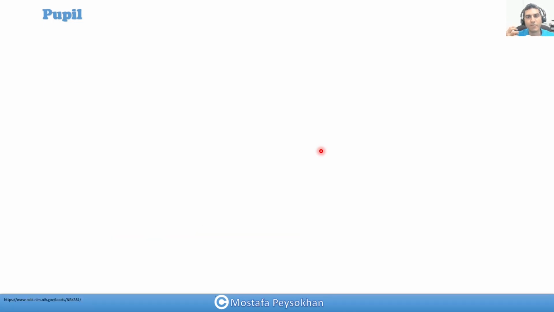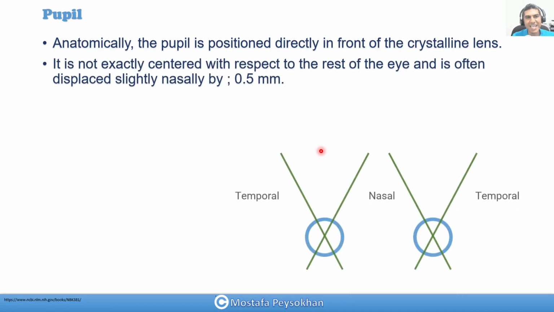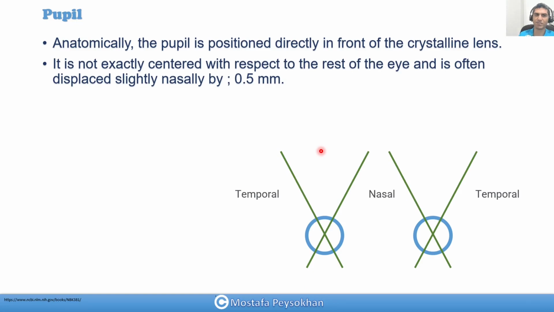Anatomically, the pupil is positioned directly in front of the crystalline lens. So we have the pupil, we have the crystalline lens, and I'm going to explain it after this slide. It is not exactly centered with respect to the eye. So what does it mean? First, I need to explain the coordinates of our eye. This is something that they use in the literature.